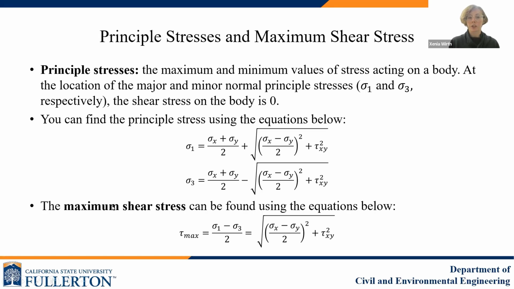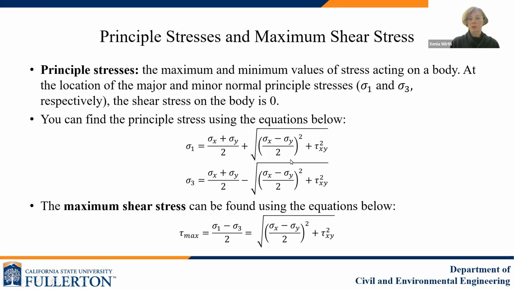You can also use these equations to determine the principal stresses and maximum shear stresses acting on a plane. The principal stresses are the maximum and minimum values of stress acting on a body. On the plane where the principal stresses are occurring, the shear stress is 0. These principal stresses are represented by sigma 1 for the major principal stress, the maximum stress, and sigma 3 for the minor principal stress.